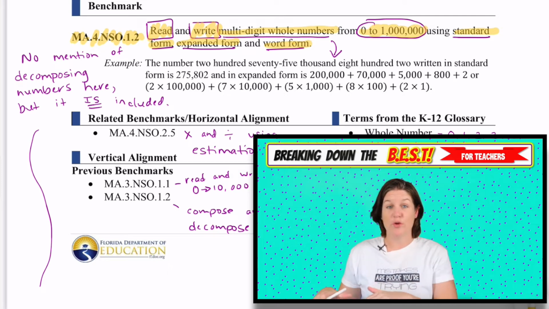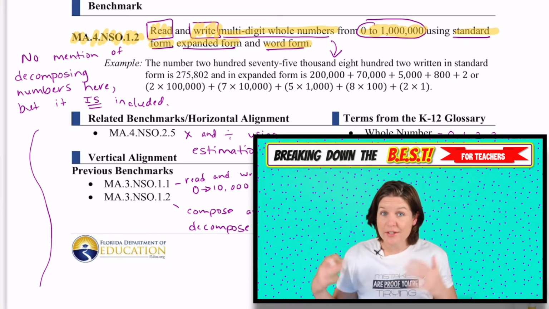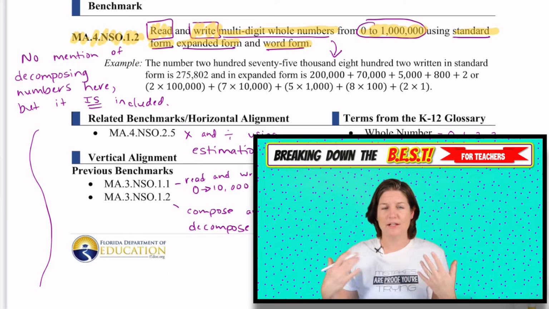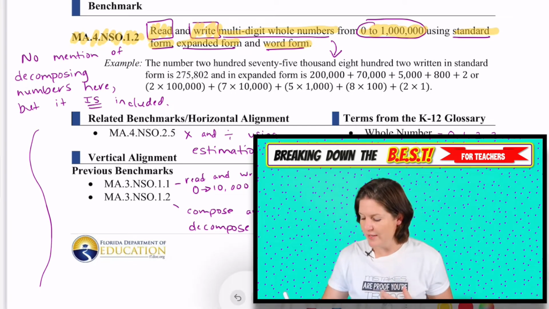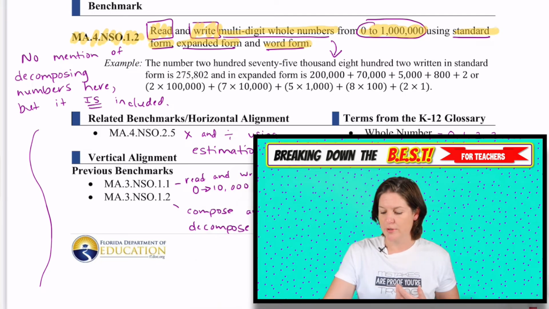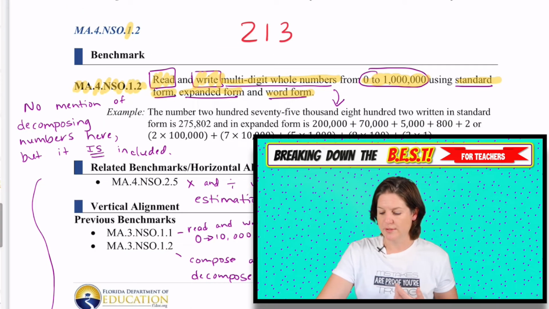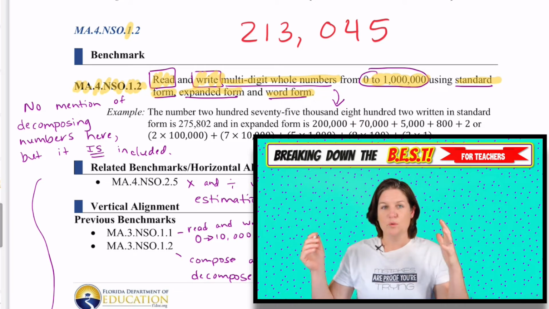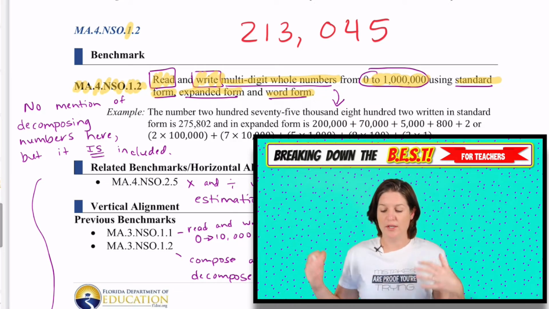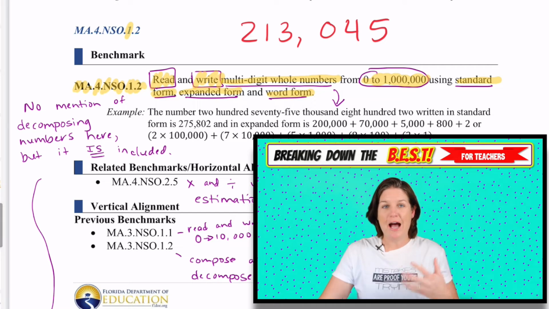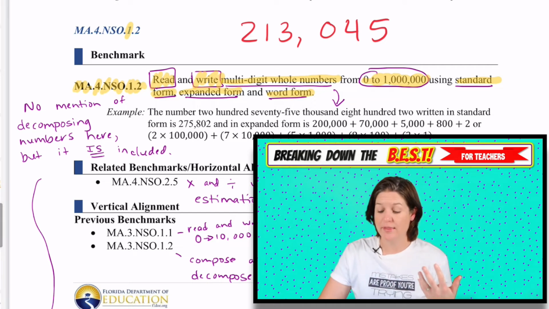This is a great standard actually for number talks, and just kind of have that idea in mind. And a number talk is, like, for instance, I feel like I'm jumping way into some of the stuff here, but that's okay. Let's say that you have the number, because we're going all the way up to 1 million, let's say 213,045, okay? If you were to place this on your board after you've taught all the different ways to do it, you could say, okay, students, how many different ways can we represent this number?